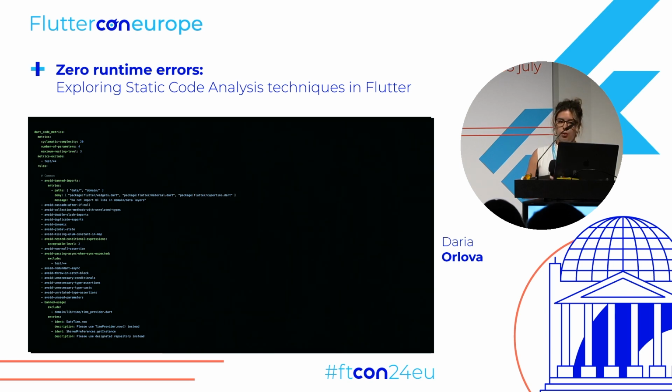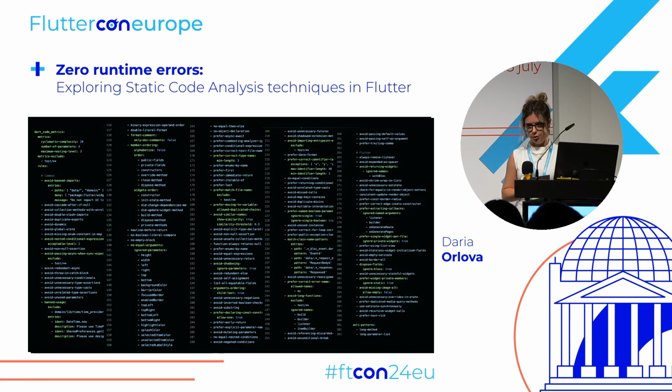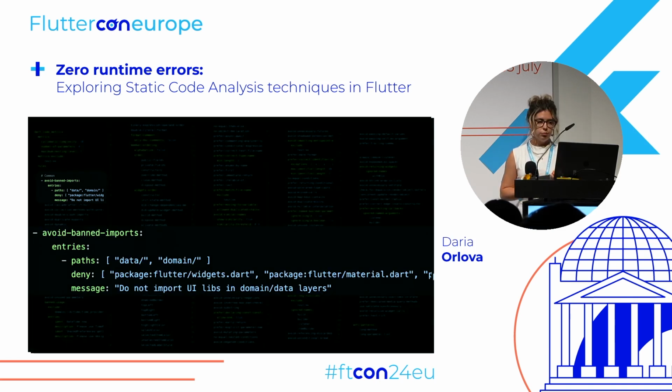Now I want to show you an example of manually configured DCM lints. And besides just turning them on and off, we can configure them to make them even more customized to our own style guides. That's not even all. We can do a lot. And here's a couple of configurable lints that I particularly like. Banned imports, making sure that we can't import UI libraries where they're not supposed to be, such as in data and domain layers.